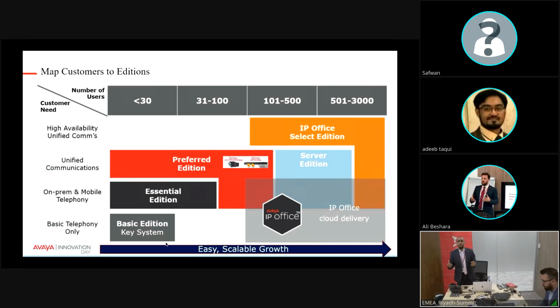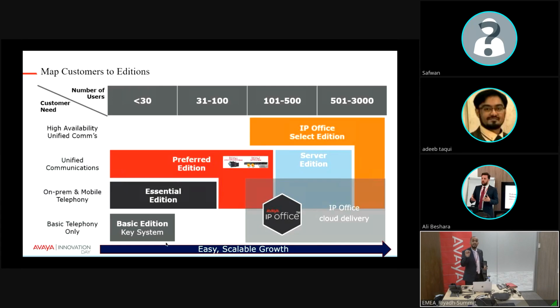But if we need to connect digital phones or analog phones, we need the IP Office 500 V2 to connect up to 384 and duplicate that until we reach up to 3,000 users. Then in IP Office Select Edition, we can connect up to 3,000 extensions. Phones can be digital, IP, or analog.